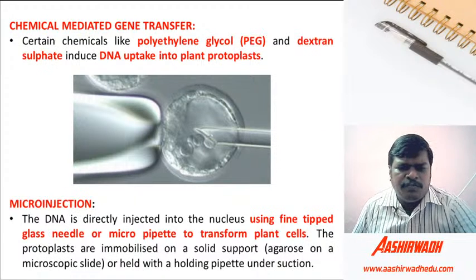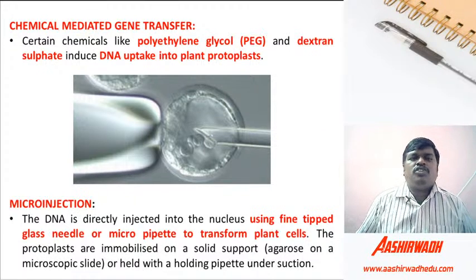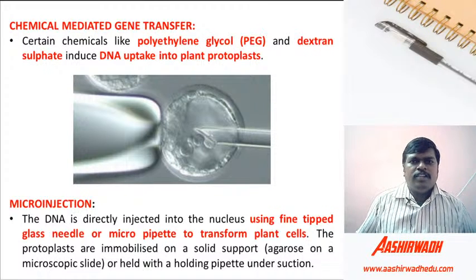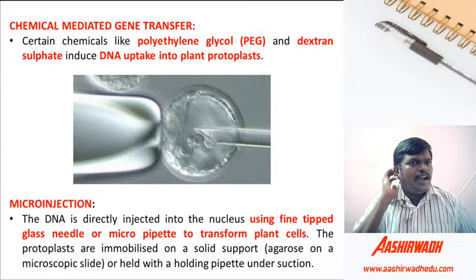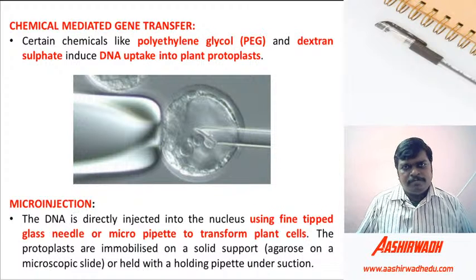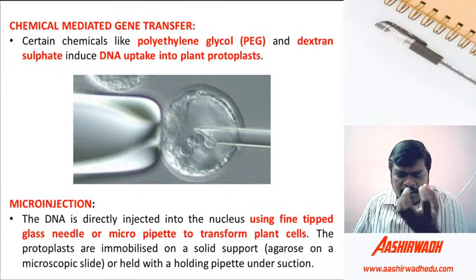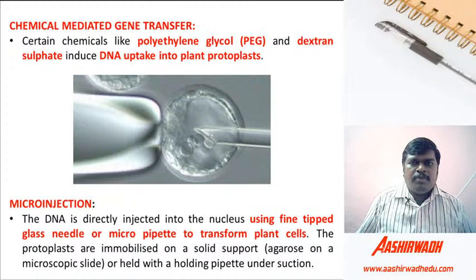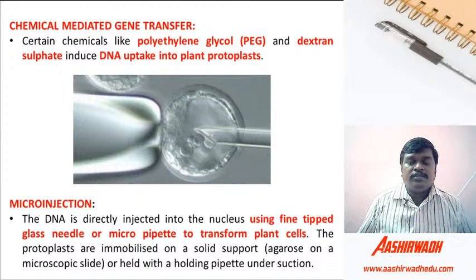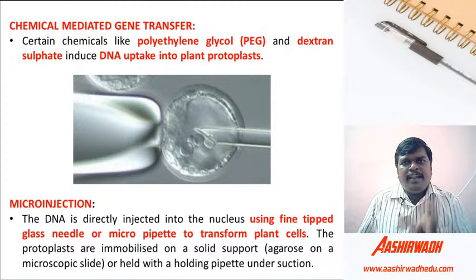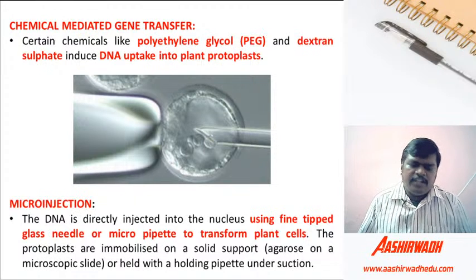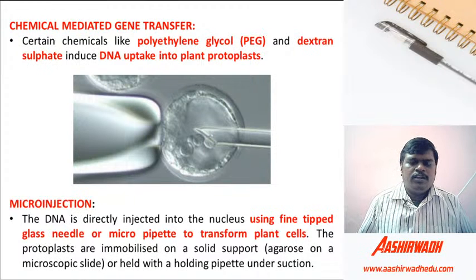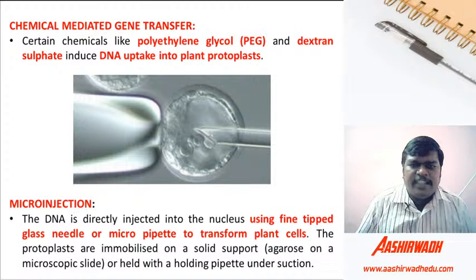One is the fusogenic agent, that is called PEG, polyethylene glycol. They'll use the polyethylene glycol, and also dextran sulfate. What they'll do, they'll take the host cell, along with that they'll take the DNA, recombinant DNA, that is plasmid. Both will be placed in the same medium which contains the polyethylene glycol or dextran sulfate. So these two are actually fusogenic agents.